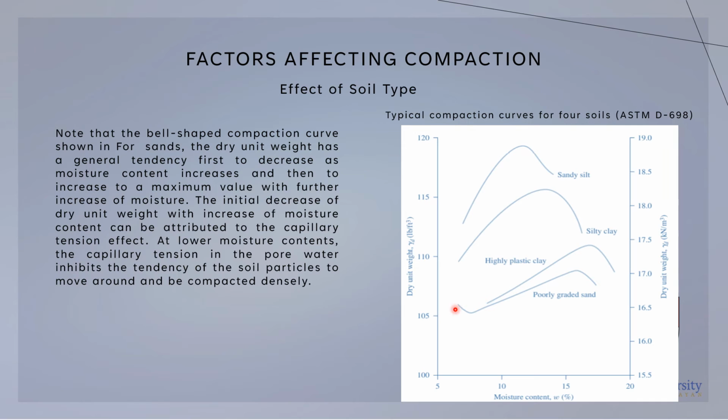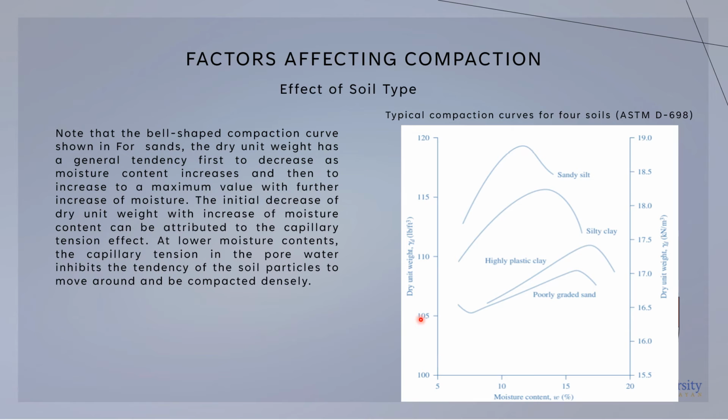And then for poorly graded sand, its dry unit weight is much lower. So they differ in shape and behavior according to their compaction curve. Meaning the performance or the degree of compaction attained differs for each type of soil. Note that the bell-shaped compaction curve shown for sands, for example, this statement here is actually referring to this compaction curve for our poorly graded sand.